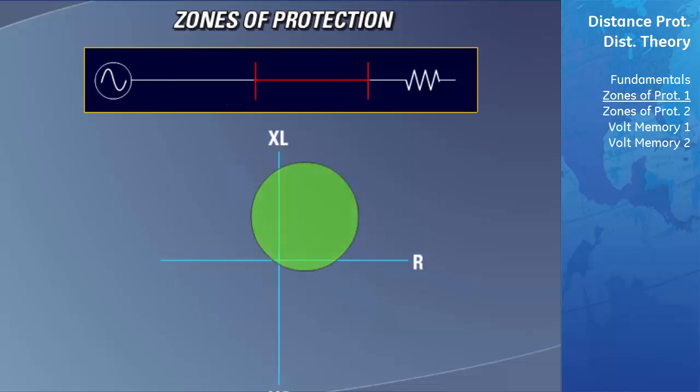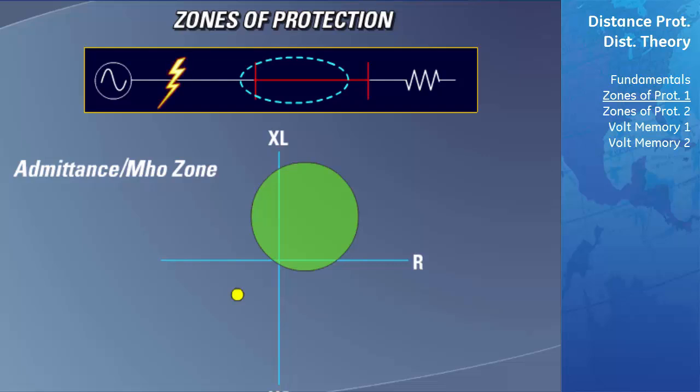The next zone of protection is the admittance or Moe circle zone. A Moe circle zone is the most common type of protection zone that is used in transmission line distance relays. A Moe circle zone detects whenever the impedance of the transmission line falls within the area defined by the Moe circle. This type of zone is inherently directional and will not detect faults that fall in the reverse direction of the transmission line, since that point will fall outside of the circle.